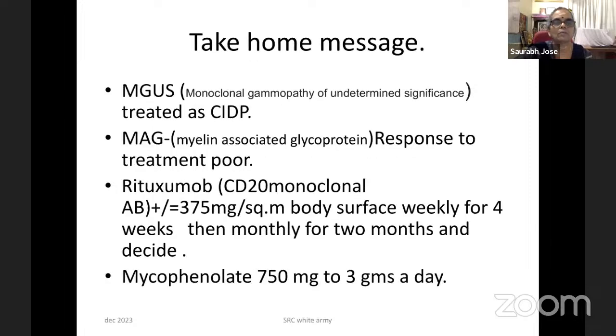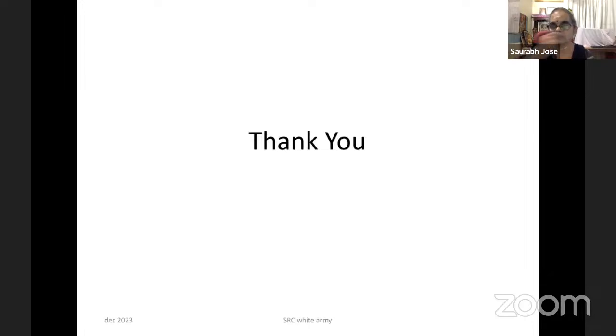Then we have monoclonal gammopathy of undetermined significance. That need not be treated as malignancy. You may have a monoclonal gammopathy, but it may not be a myeloma band, and so that can be treated like CIDP only. You need not treat it as malignancy. Then if myelin-associated glycoprotein is there, it is a poor prognostic marker. And we can use second-line immunosuppressants such as rituximab, mycophenolate based on the response.